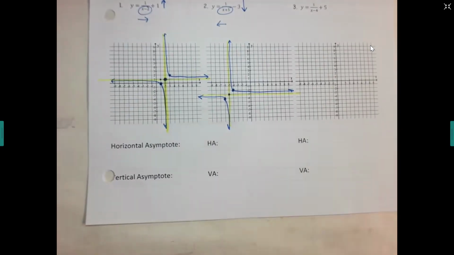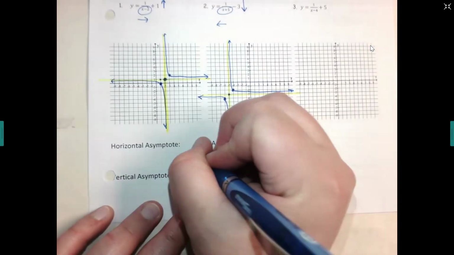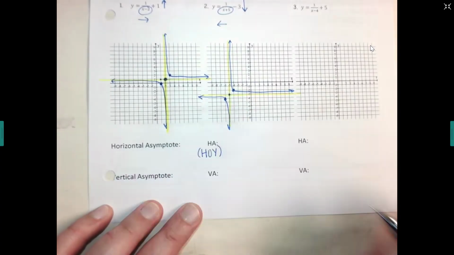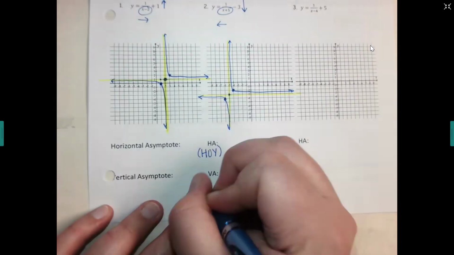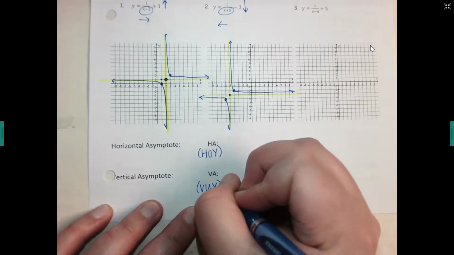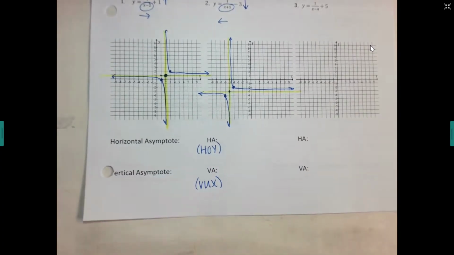Now, the other thing that you should be able to do for those graphs is identify your horizontal and vertical asymptotes. Your horizontal asymptote is going to be written as H.A., and your vertical asymptote is going to be written as V.A. And if you don't remember what those stand for, H.A. is horizontal, and then V.A. is vertical.